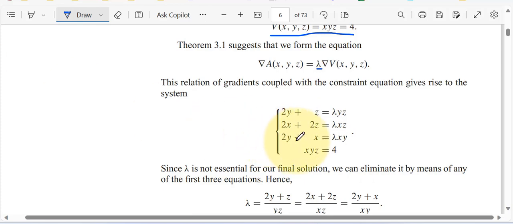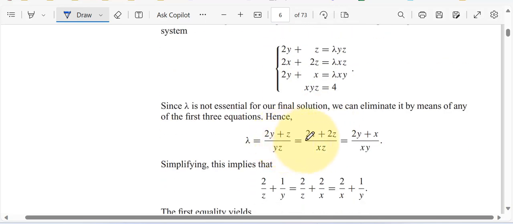She says we don't really care what lambda is. It's just a tool. This method is to help us find what x, y, and z are, not what lambda is. Lambda is introduced into the problem to help us solve for x, y, and z. So she says, let's solve this for lambda, solve this for lambda, solve this for lambda, and then write what we get all equal to each other. When we do that, we get this.